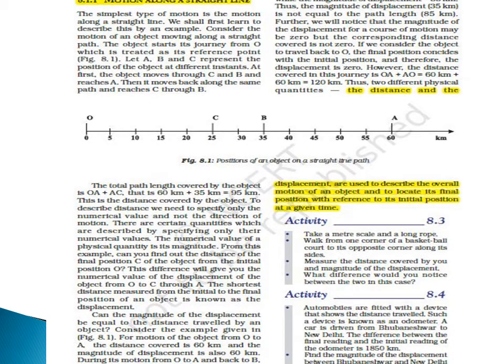Again I have highlighted two important lines. Here you can see that the distance and the displacement are used to describe the overall motion of an object. Here distance is used to describe the overall motion of an object, that is, overall motion means how much path it actually covers. But displacement means to locate its final position with reference to its initial position at a given time. Here the final position is this 15 and the initial position is O, that is at 0. So to locate the final position with respect to this initial position, we have taken the concept of displacement.